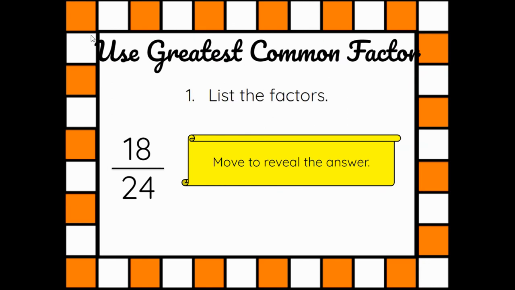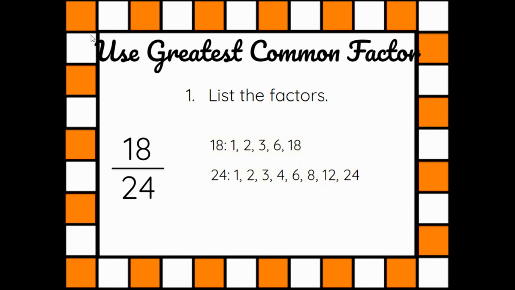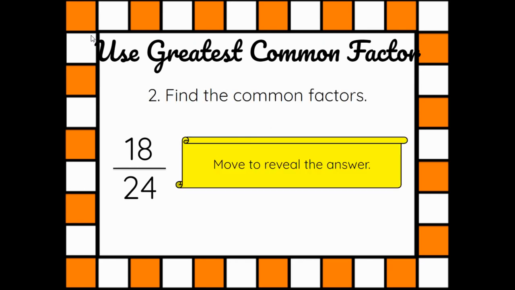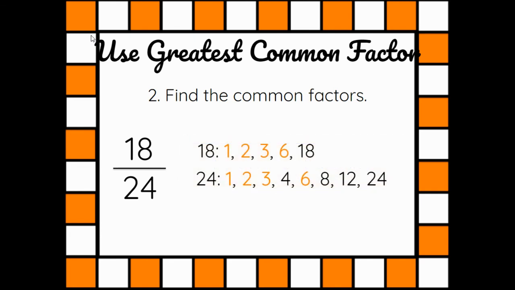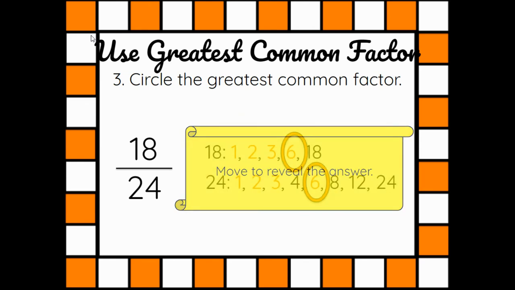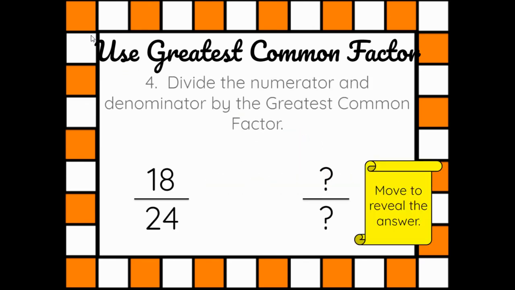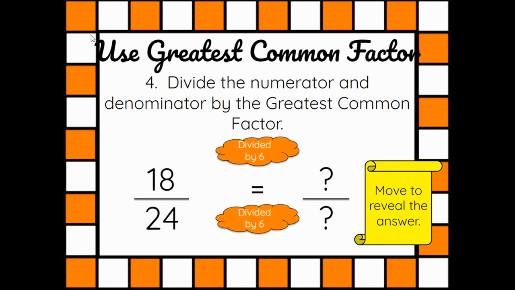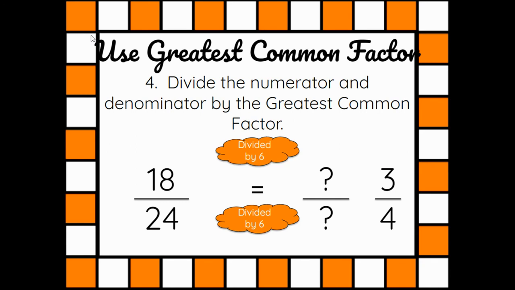Okay, so list the factors of 18 and 24. 18 is 1, 2, 3, 6, and 18. 24 is 1, 2, 3, 4, 6, 8, 12, and 24. We find the common factors. It's 1, 2, 3, and 6. We circle the greatest common factor, which is 6. We divide both the numerator and denominator by the greatest common factor. 18 divided by 6, 24 divided by 6, and we get 3/4.